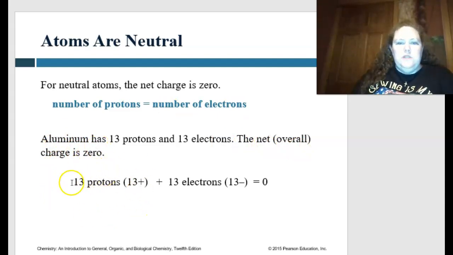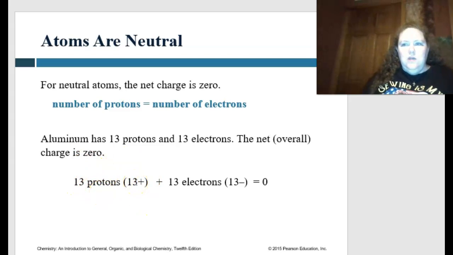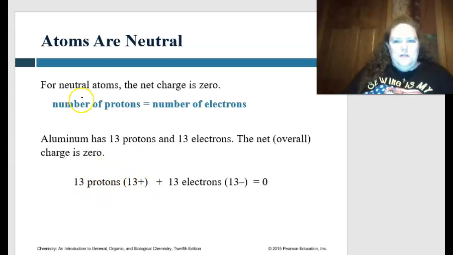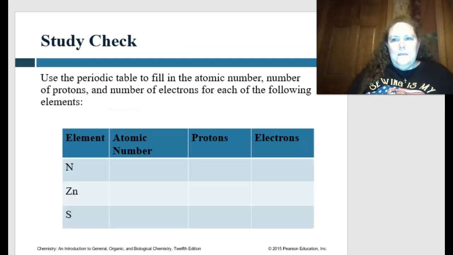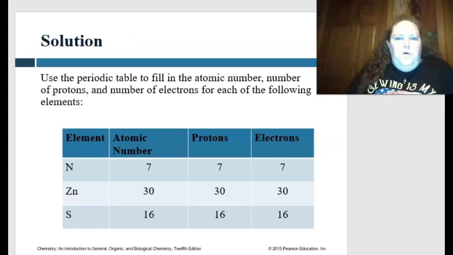If we look at that in numbers, 13 protons would be represented as 13 plus, and then 13 electrons would be the 13 negative charges. So 13 positive minus 13 gives you the net charge of 0. Okay, so looking here and doing a little bit of a study check, pause me and figure these out. Using the periodic table, fill in the atomic number, number of protons, and number of electrons for each of the following elements. So pause and then come back. Did we get for nitrogen 7, 7, 7, zinc 30, 30, 30, and sulfur 16, 16, and 16?